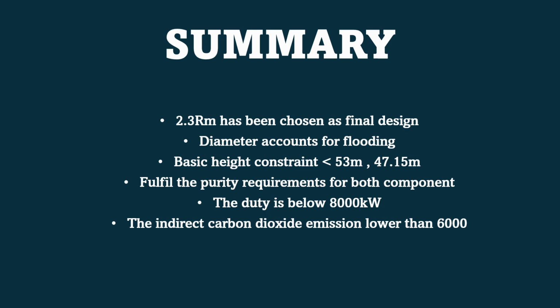Meanwhile, 2.3 times the minimum reflux ratio has come out as a sweet spot in the range of chosen reflux ratios, as it has a diameter of 4.2 meters compared to 2.5 times the minimum reflux ratio at 4.4 meters diameter. Also, it has a safe column height of around 47 meters, which didn't differ a lot from 2.5 times the minimum reflux ratio. Moreover, it has a duty of below 8,000 kilowatts, and the indirect carbon dioxide emission is lower, at less than 6,000 compared to 2.5 times the minimum reflux ratio. Thus, it became the best.